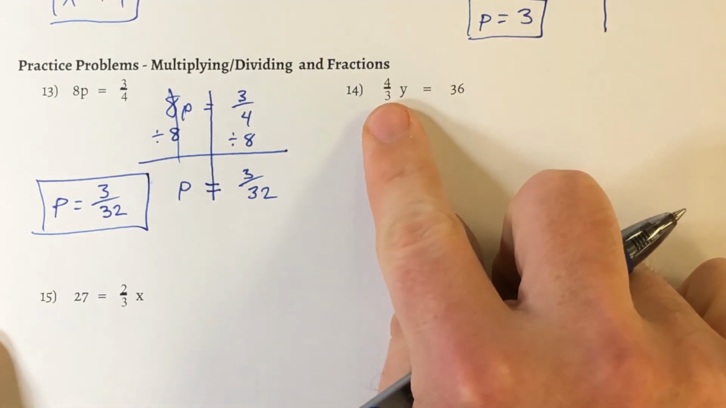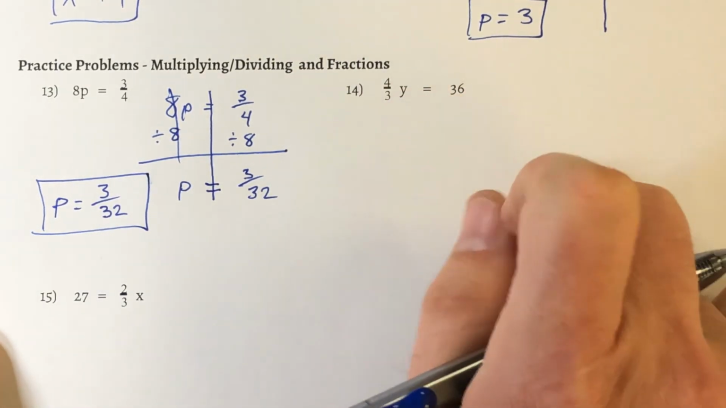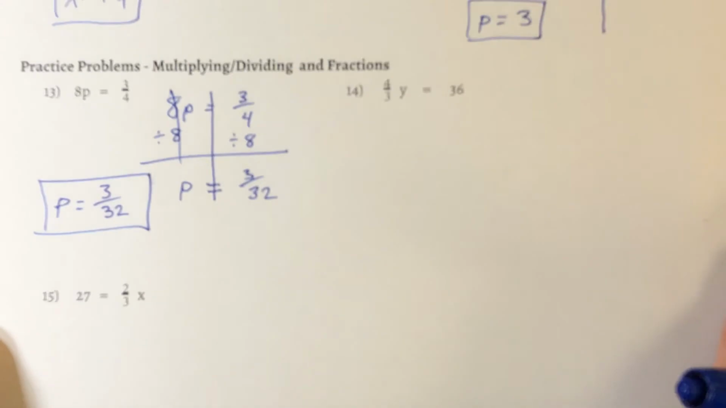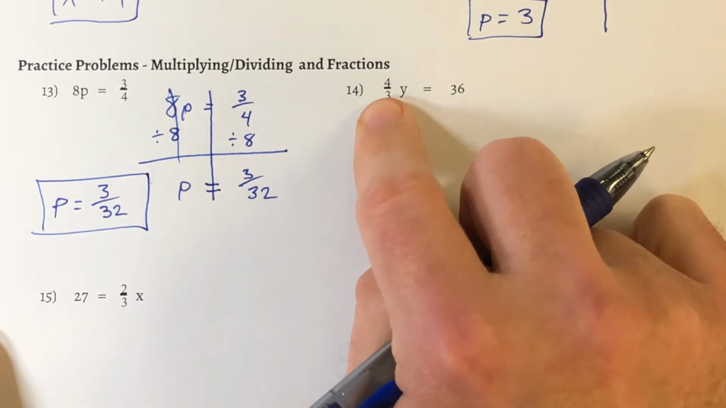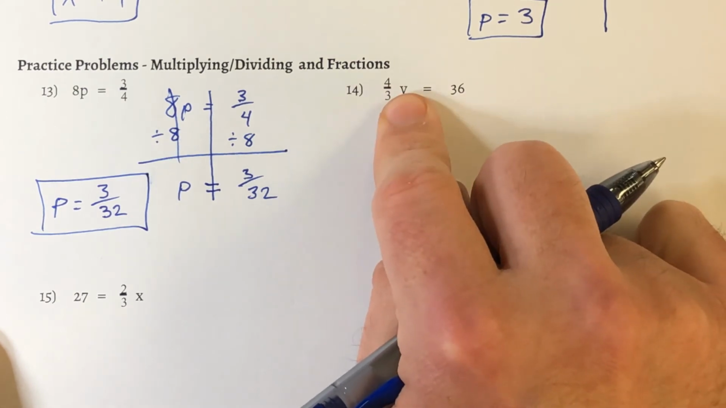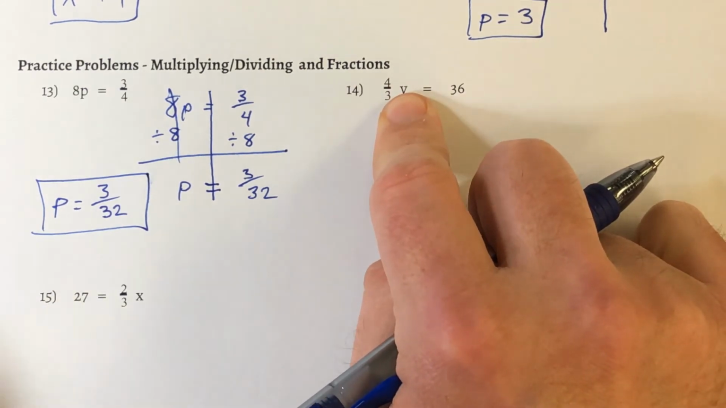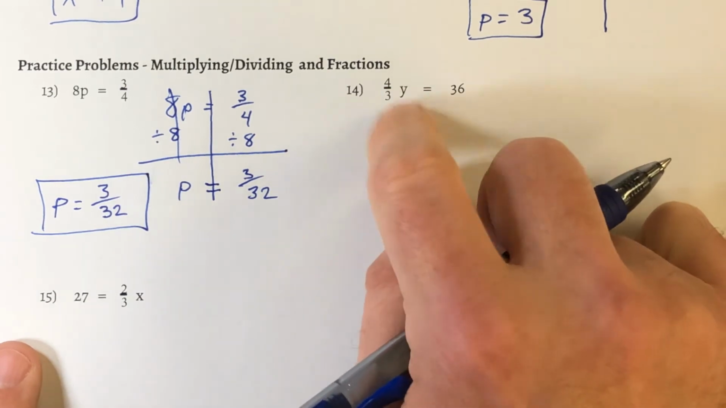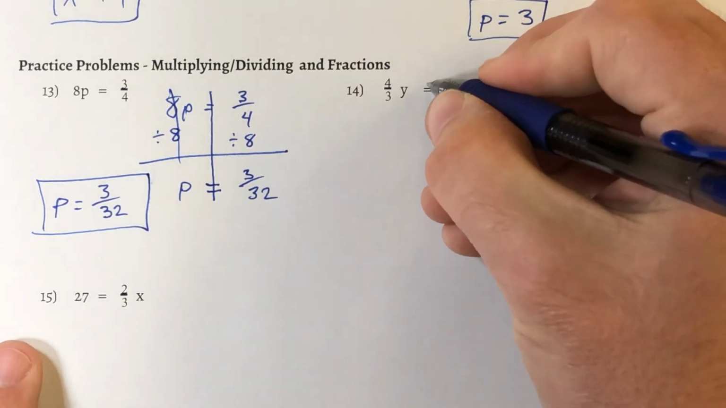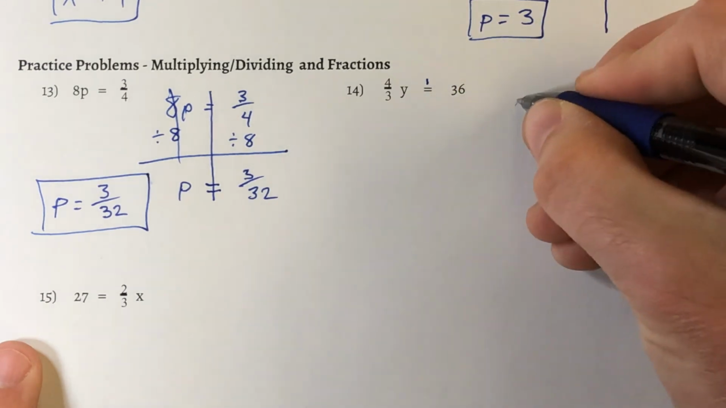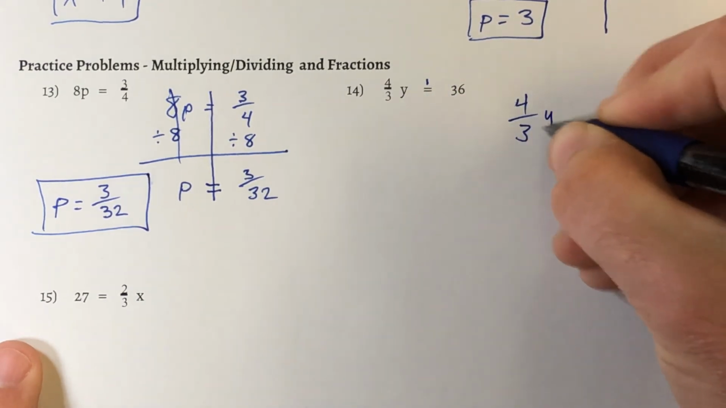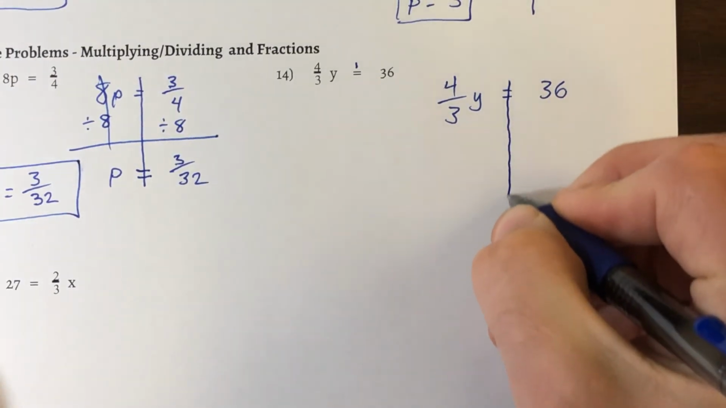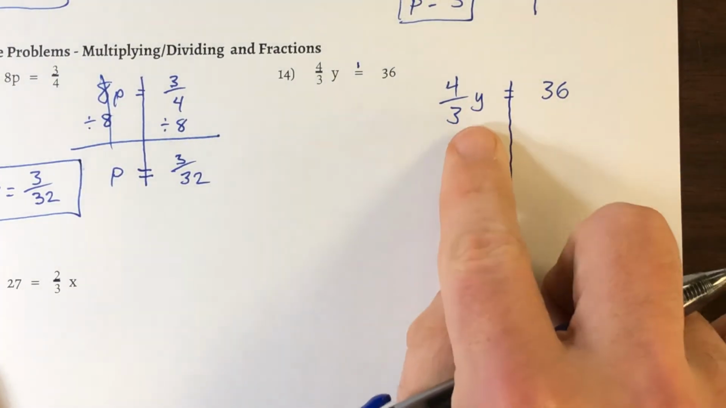We have 4/3 times y equals 36. I'm going to show you 2 different ways to do this. Why? Because technically we have a fraction and we're multiplying by a letter, there are two different things you could do to get rid of that fraction to get the variable by itself. So first, actually let me write it over here. 4/3 y equals 36.